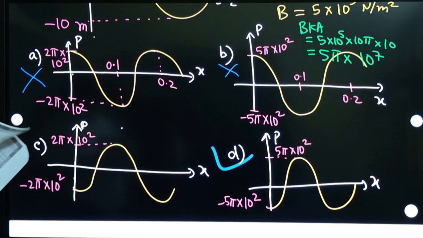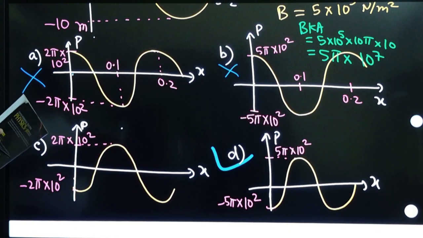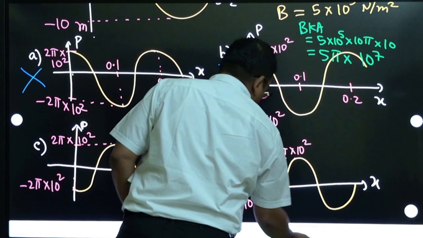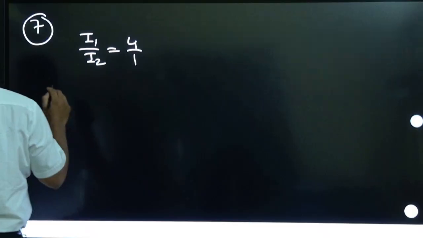Let us move next. So this type of graphical question is important to solve. Okay, now let us go to the next. Question number 7. Ratio of intensity between two coherent waves are. So there are two coherent waves, their intensities ratio I1 by I2 is given as 4 by 1.